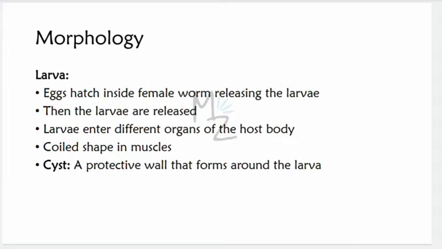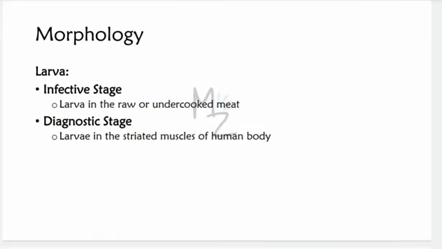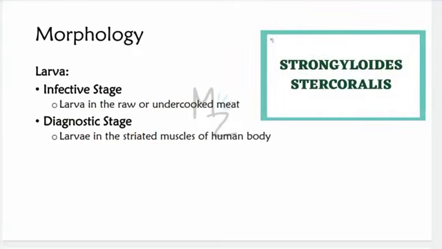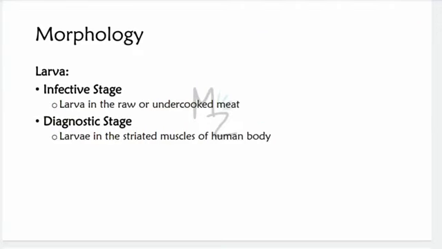Larva is covered with a cyst, which is a protective wall around the larva. In our recent video of Strongyloides stercoralis, we talked that the infective stage is one form of larvae, or in some other videos we talked about the egg being the infective stage of the infection. But for Trichinella spiralis, larvae in raw or undercooked meat is in its infective stage, and when it is present in the striated muscles of the human body, this is the actual location where the larvae is present. So, larvae in the striated muscles of the human body is in its diagnostic stage.